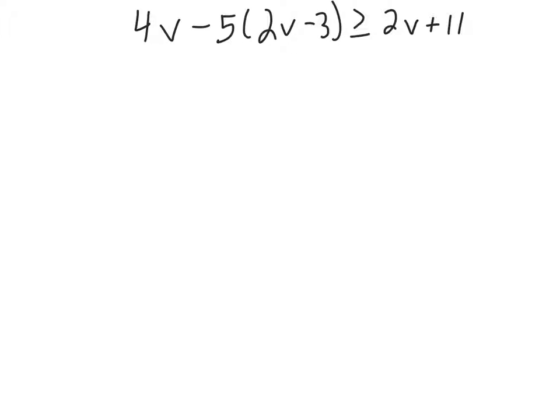Alright, so this problem does have a lot of steps. Stick with me. You distribute first. So the 4v does not get moved anywhere, so we're just going to repeat that down below. Now, this is where it's hard to do. The negative 5 gets distributed, not just the 5, the negative 5. So negative 5 times 2v is negative 10v. Negative 5 times negative 3 is positive 15.